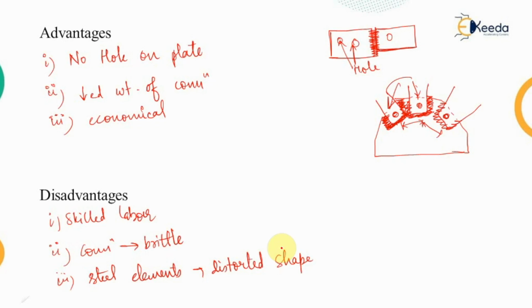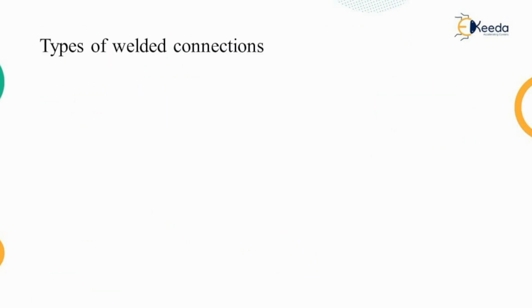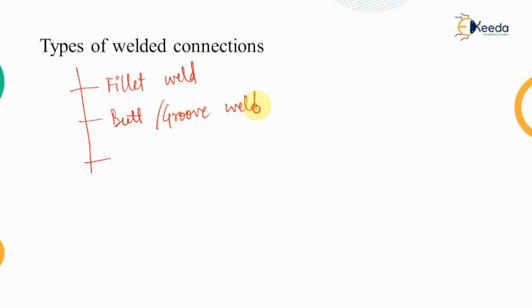So till now we have seen that there are three different types of connections which can be provided. First is the riveted connection, which was used earlier but nowadays it is becoming obsolete. The second type is known as the bolt connection, and the third type that we are seeing now is the welded connection. There are different types of weld connection that can be provided, and they are primarily classified into three categories. That is the fillet weld. Second type of weld is known as the butt weld or the groove weld. Third type of weld is known as the plug weld.